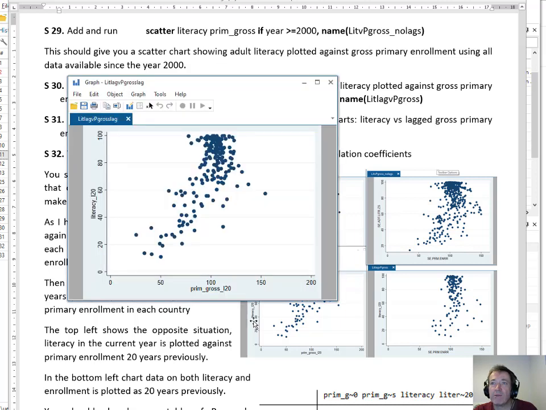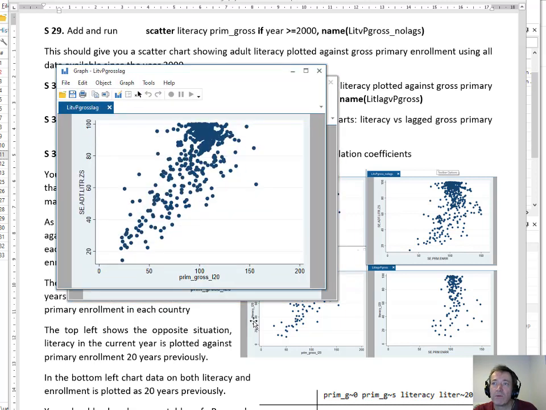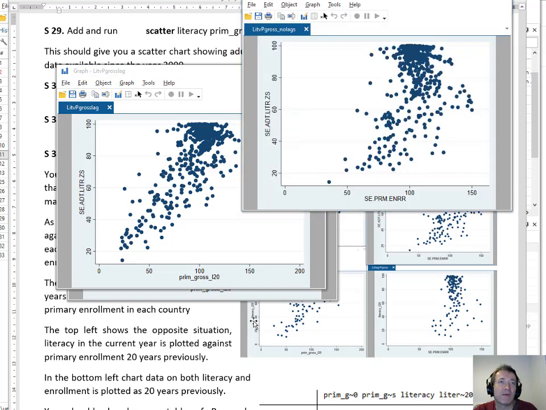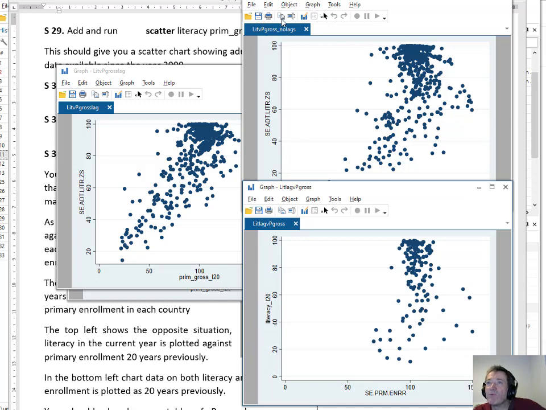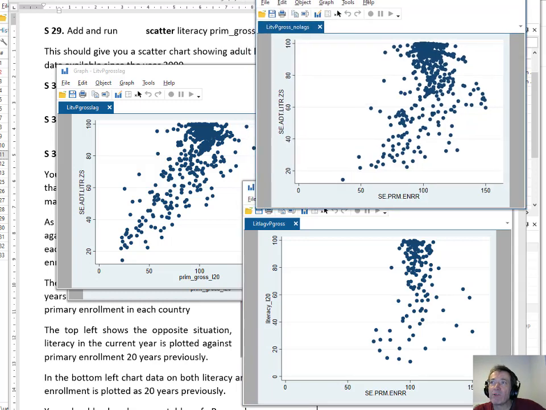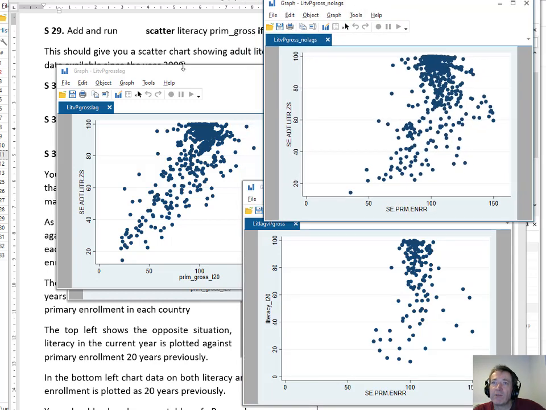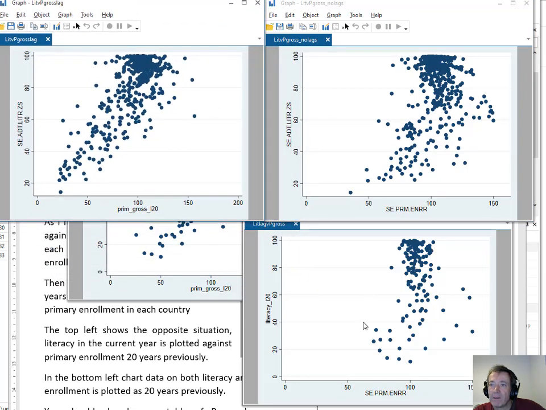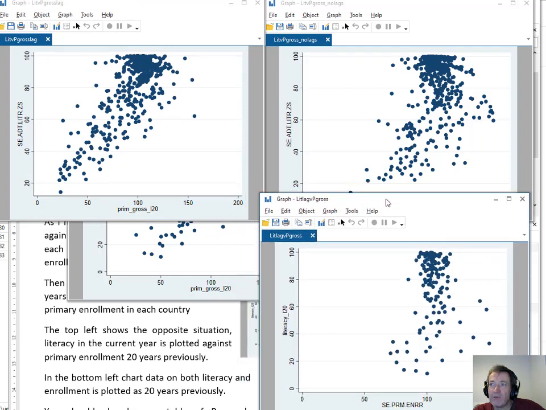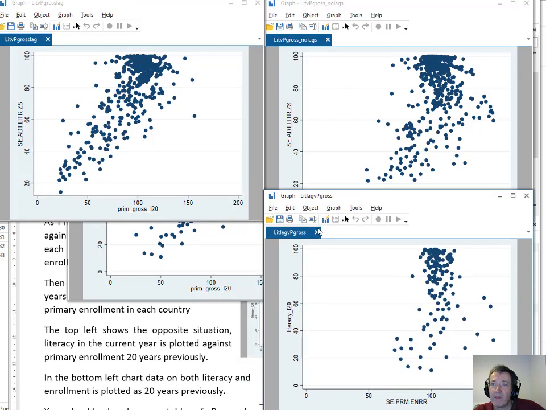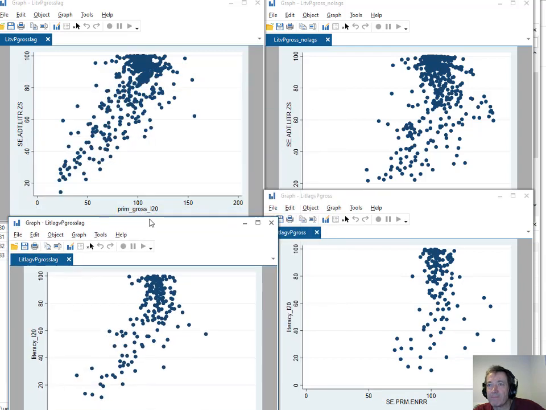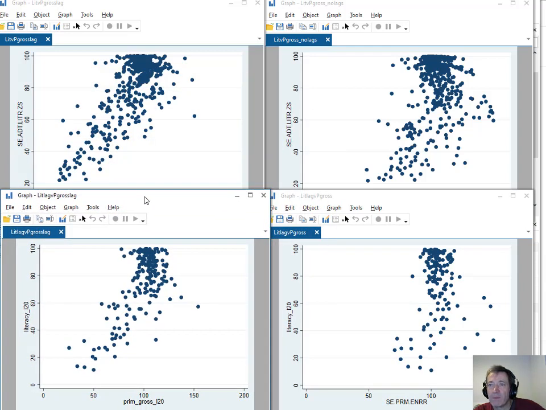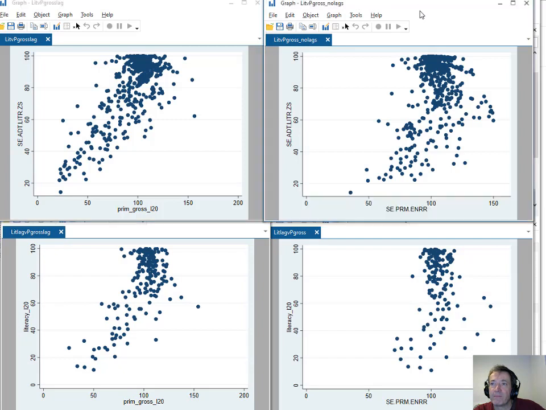So let's just try and arrange those. There's so much open on the screen. Let's try and arrange it the same way as before. So there's no lags there, put that on the top. And then the primary one lagged, I'll put that there. This one's where only literacy is lagged. And the final one where they're both lagged. So that's the initial correlation.